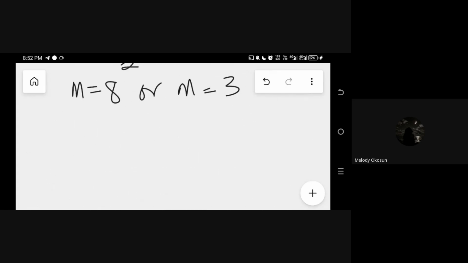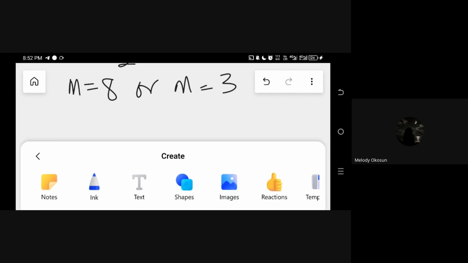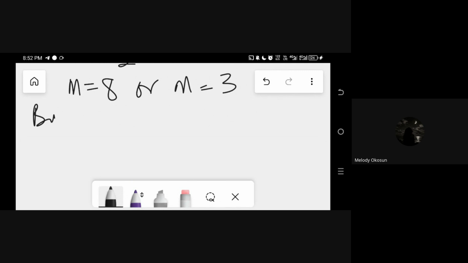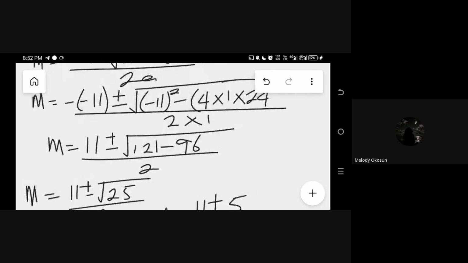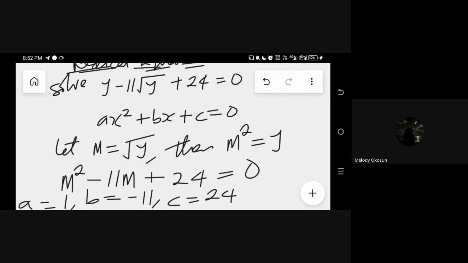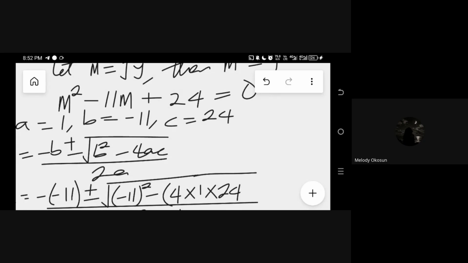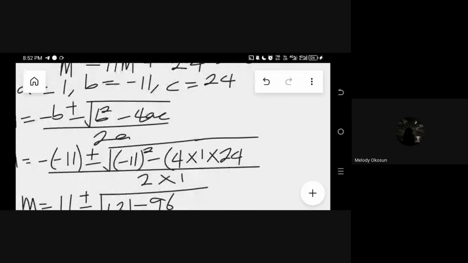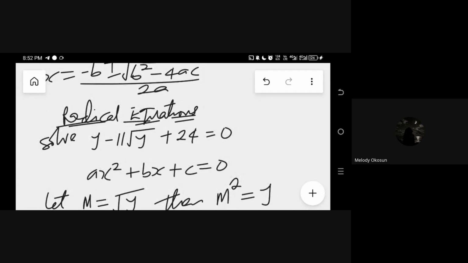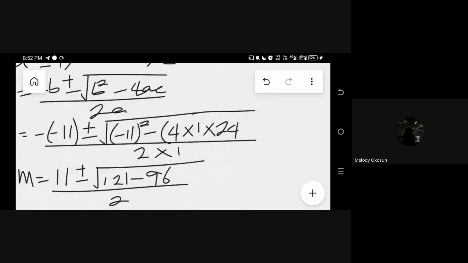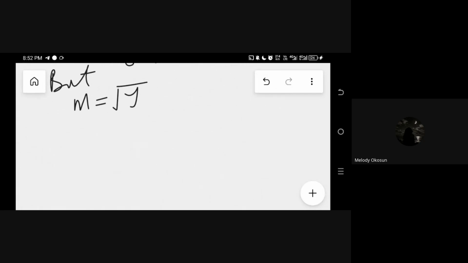So you come back here. It is y that is in the actual question. But m is equal to the square root of y. That's what I just showed you, when we said let m equal the square root of y. So we've gotten the value of m now, good. But in the question itself, it is y that is there, not m. We're solving for y. Since m is equal to the square root of y, and now we've gotten the value of m, we can say m is equal to the square root of y.